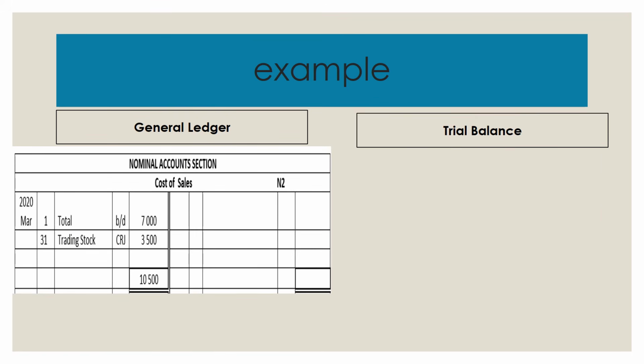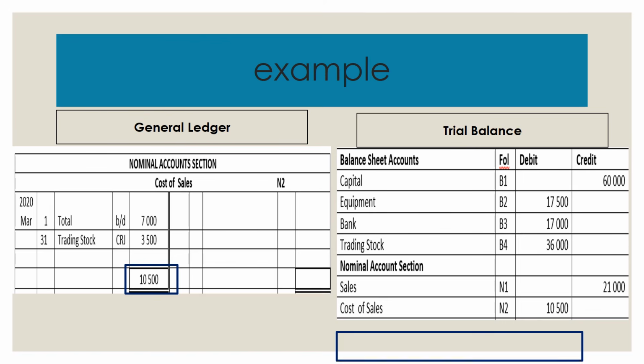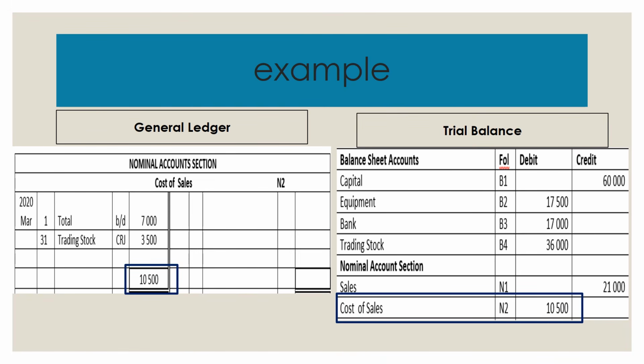Here we have cost of sales. Cost of sales is an expense. The total brought down is on the debit side. We have a total brought down of 7,000 Rand. We sold trading stock at cost price of 3,500, giving us a total brought down for cost of sales on the debit side of 10,500. We then take that entry to the debit side of our trial balance with our reference N2.